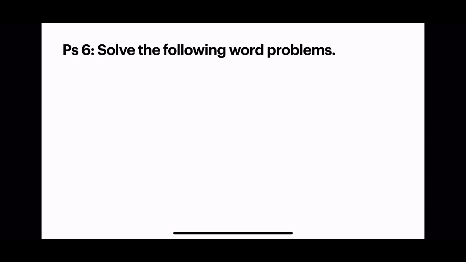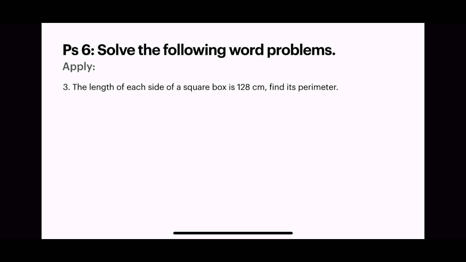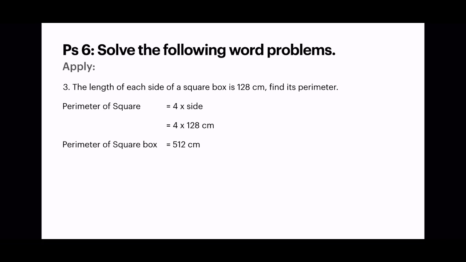In problem set 6, solve the following word problems. In the apply part, let us see the third sum. The length of each side of a square box is 128 centimeters. Find its perimeter. Perimeter of a square is 4 into side, which is equal to 4 into 128 centimeters. So the perimeter of a square box is 512 centimeters.